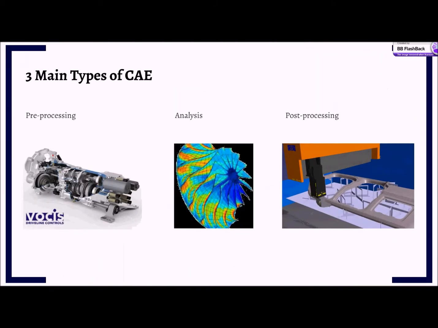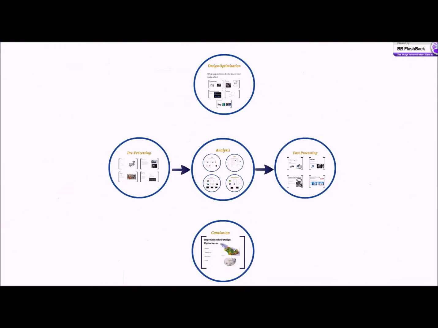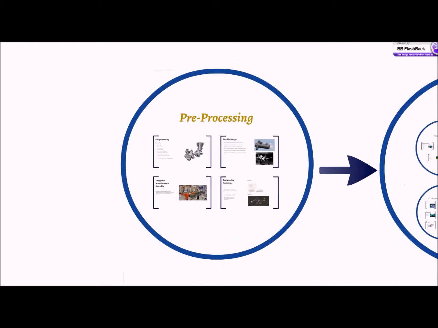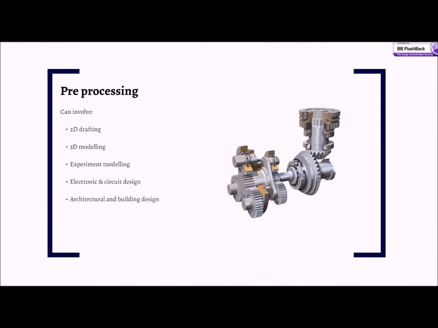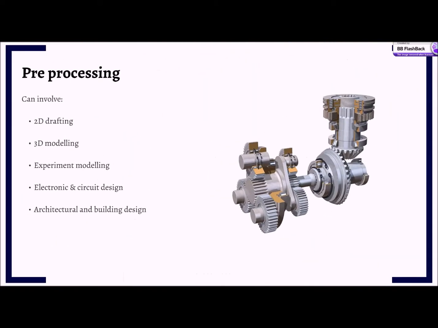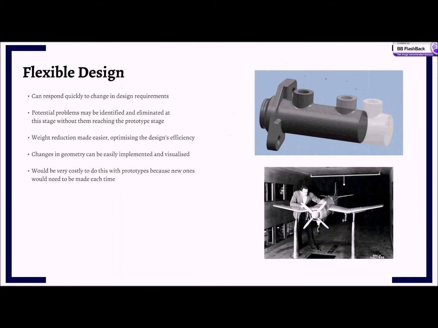There are three main groups of CAE tools: pre-processing, analysis, and post-processing. Pre-processing can involve 2D drafting, electronic and circuit design, and even building design. 3D modeling is the main use of software in mechanical engineering pre-processing. Using design software in the pre-processing stage allows for designs to be adapted quickly should requirements change.